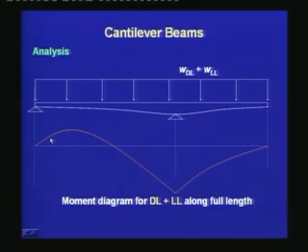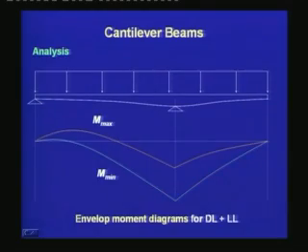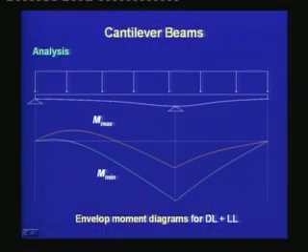Now, from these diagrams, that means we have the live load on the backspan, or the live load in the cantilever span, or the live load throughout. From these different placements of the live load, we develop the envelope moment diagrams for the total beam. In this figure, we are seeing the envelope moment diagrams.